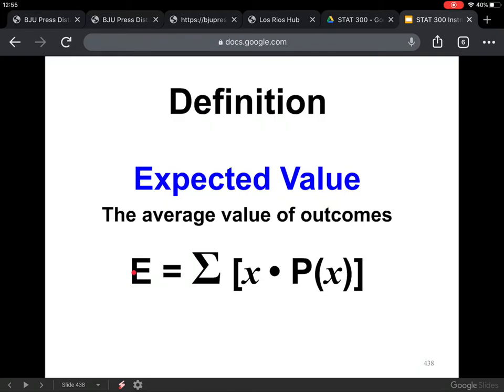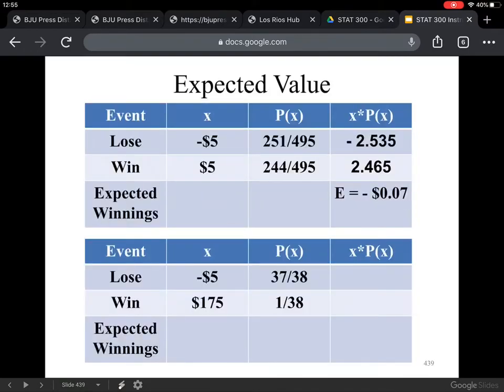Those are the same things. So let's practice some with basic examples, and then we'll make them harder. Suppose in the first table, you play a game in which you can lose $5 or win $5. Those are the only two outcomes, lose $5 or win $5.